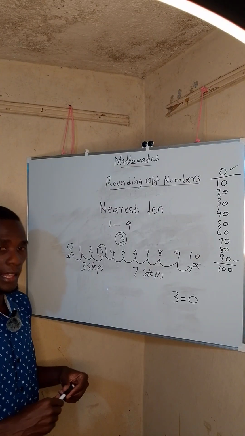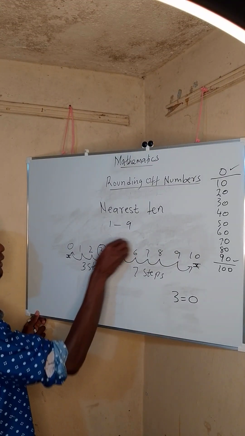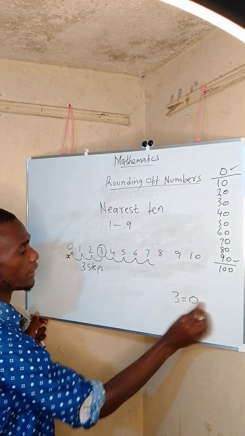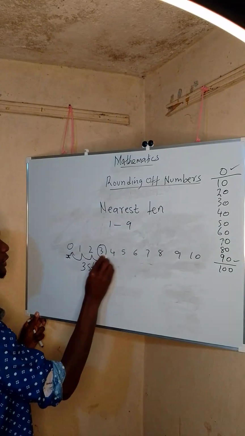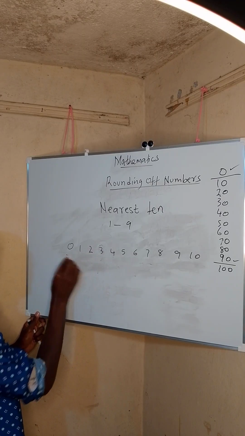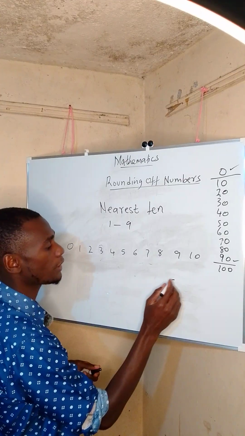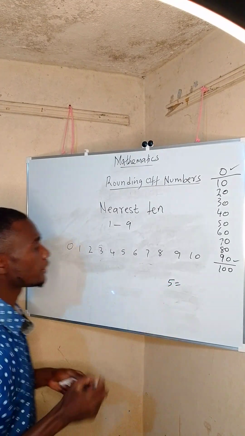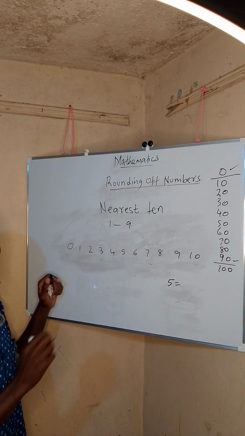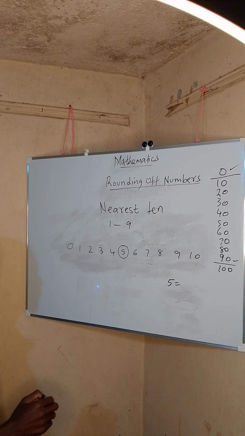Now let us pick another number, maybe number 5. Number 5 is still a single digit number. We want to round off number 5 to the nearest 10. Number 5 still falls between 0 and 10. So you go to where that number 5 is and identify it, which is there.